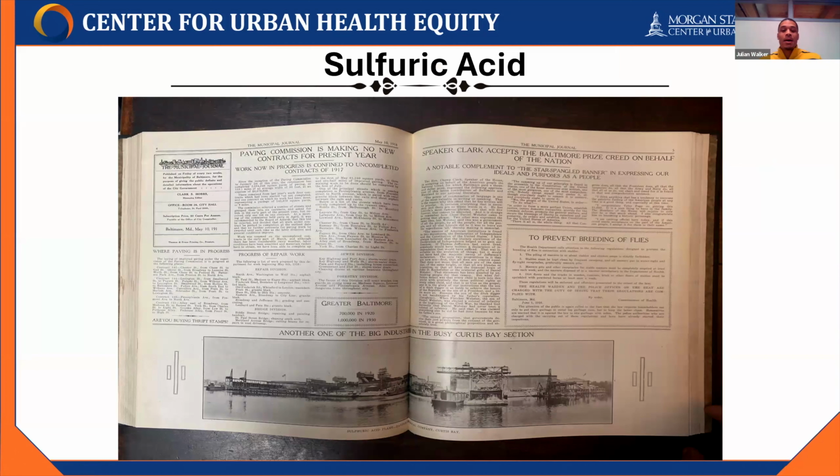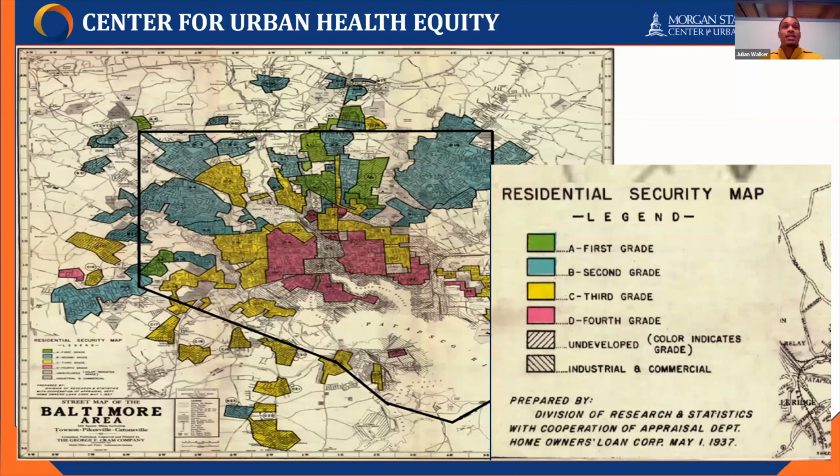So I'm sorry, let me jump back really quick. If you look south on this map, and I wish I had a pointer, but if you look south, all you see is red and yellow. You see C and D grades. That's important for the next slide. So this next slide is Curtis Bay, South Baltimore.